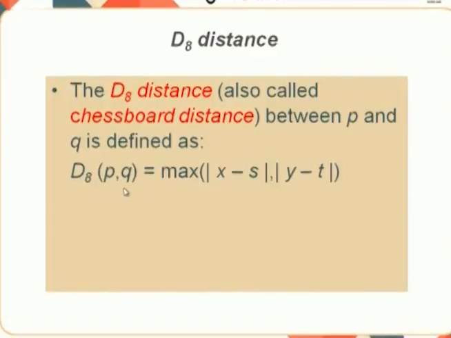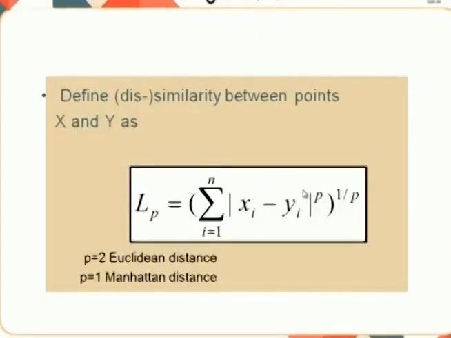D8 of P comma Q is going to be the maximum of x minus s and y minus t. In other words, we are still more reducing the complexity of computing distance by taking the maximum of x minus s and y minus t.